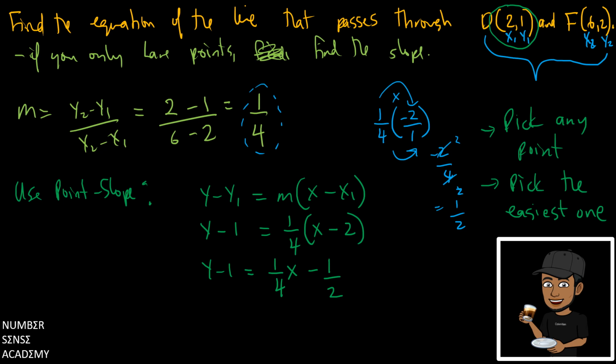Okay, so now I have y is equal to 1/4 x minus 1/2 plus 1. And if I have 1 and I take away a half, I have a half left. So if I have negative half and I add a whole to it, I have a half. So my final equation is y is equal to 1/4 x plus 1/2. Okay. And we'll leave it there, unless the question says put it in general form, then we have to do a bit of manipulation to get it in general form. But we'll leave it there.